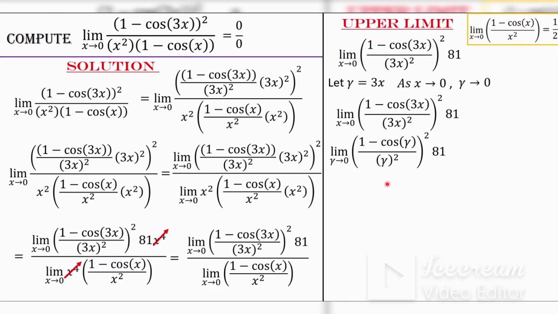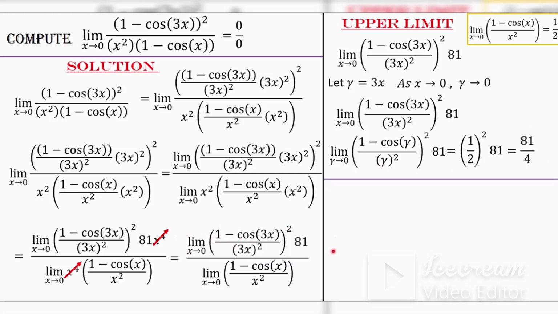So this implies that the limit as gamma tends to 0 of (1 minus cos gamma) divided by gamma squared, all squared, times 81 is going to give us a half, because this interior limit here is a half. Then this squared times 81: a half squared gives us 1 quarter, and 1 quarter times 81 gives us 81 divided by 4. So this is the upper limit, that is the limit of the numerator.